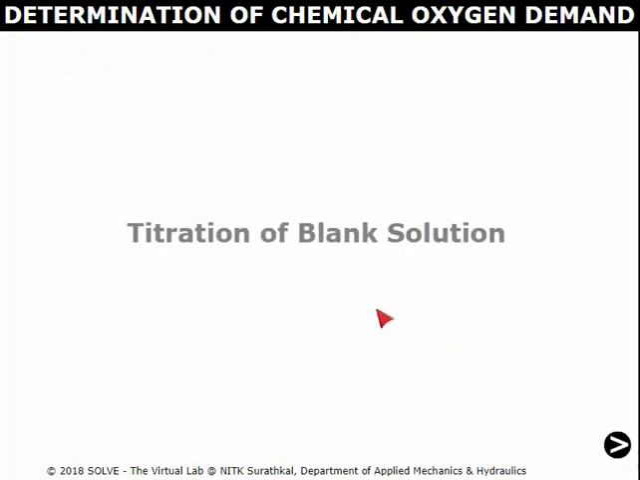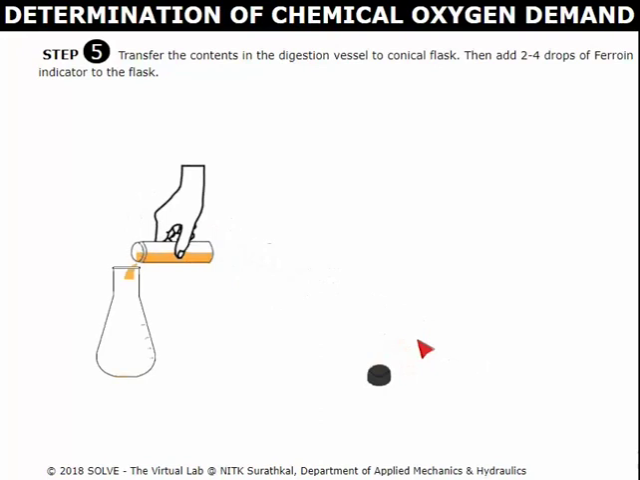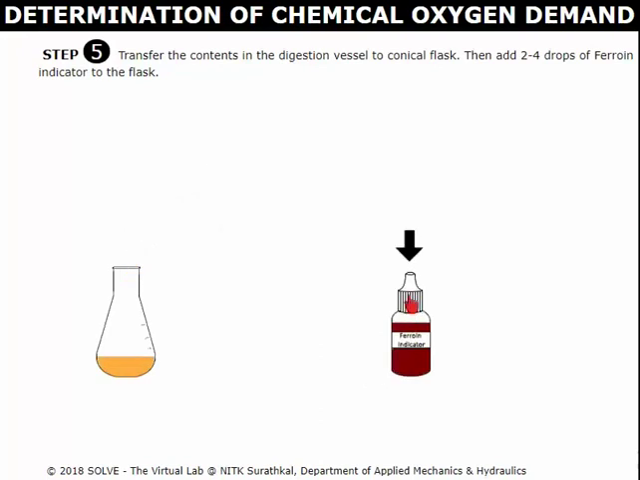Titration of blank solution. Click here to transfer the contents to conical flask. Click here to open the indicator lid. Click on the dropper to place it in ferrite indicator. Click here and add 2 to 4 drops of ferrite indicator to the flask.